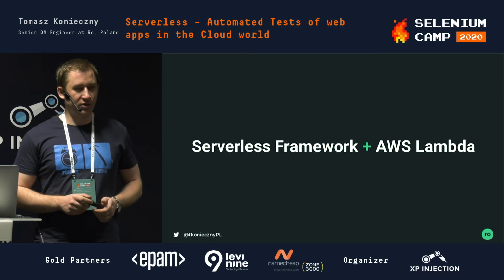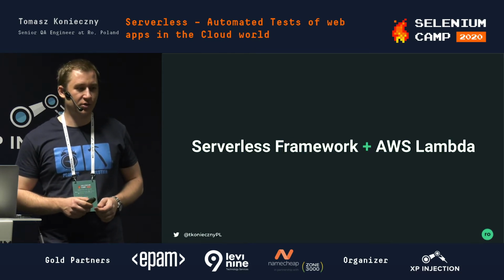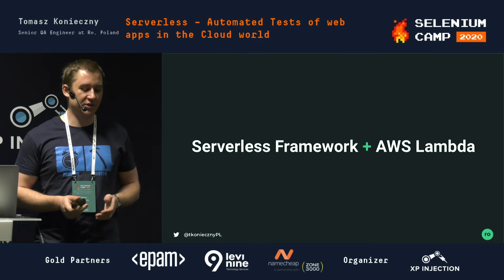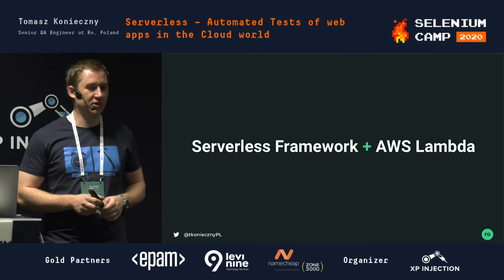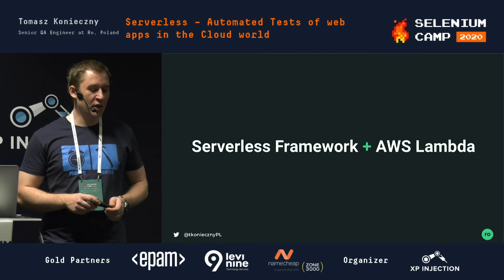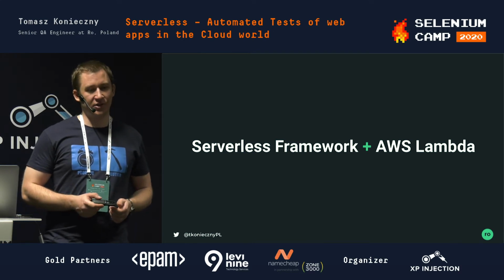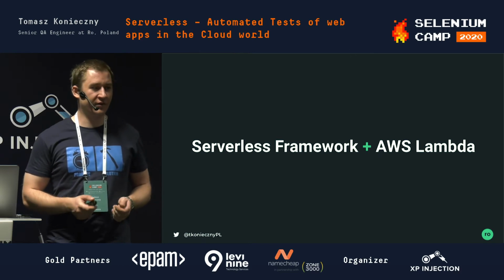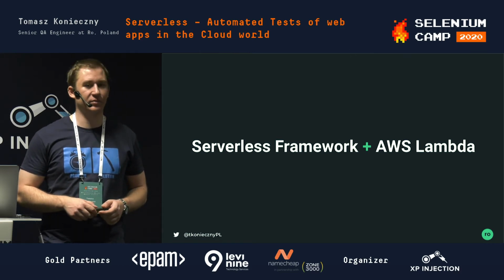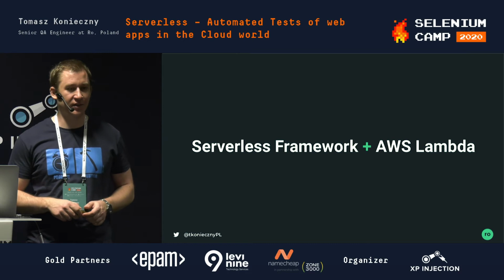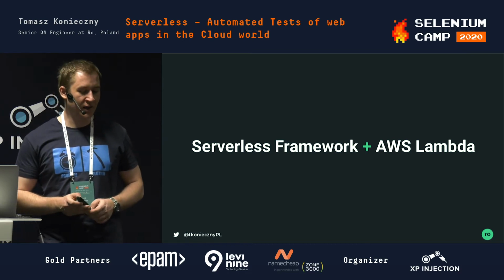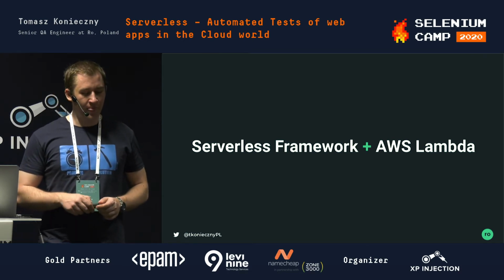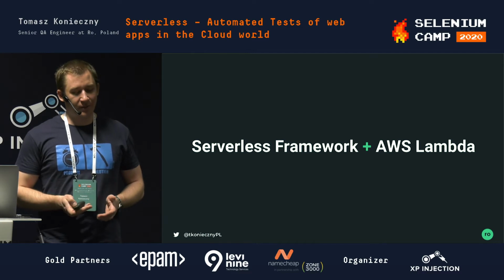So in this case, I used the Serverless framework that allows us to easily manage the functions because it's the implementation of the infrastructure as code concept. So we can describe the whole infrastructure in code. I mean, not only the function, but also all other services that we use. So for example, DynamoDB or an S3 bucket or anything else that we need for our function. I used it with AWS Lambda.